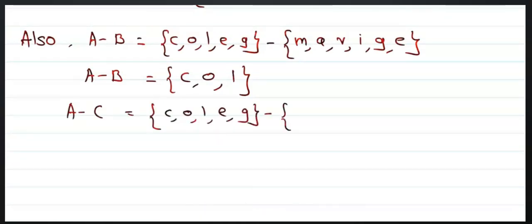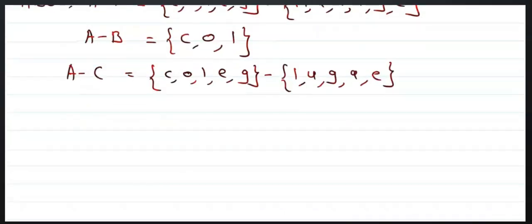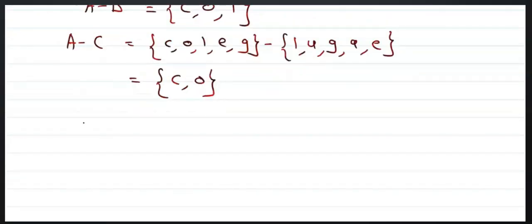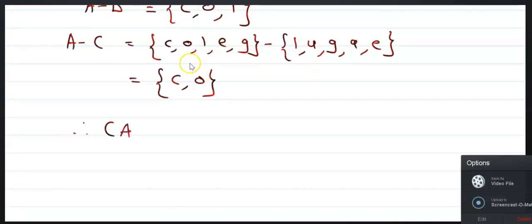Now again A minus C. Now see this here. Which are the common elements? C will remain as it is. L, G and E. These are the common. Therefore, the remaining is only C and O. This is their subtraction. Now again see this here. CO. Which are the common? L, E, G. Therefore, the subtraction is only CO.